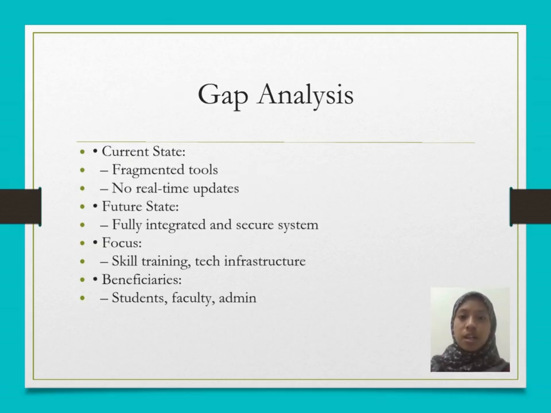When comparing UiTM's current digital attendance system to its potential, several gaps emerge. At present, tools are fragmented. Different faculties use different platforms, and there's little integration with academic systems. In the future, UiTM could benefit from a unified, secure, and real-time system that supports mobile access and data analytics. However, to reach this goal, challenges must be addressed, such as ensuring Wi-Fi coverage, improving digital literacy among staff, and providing students with the necessary devices. Ultimately, the entire academic community would benefit from this transformation, including students, lecturers, and administrative staff.